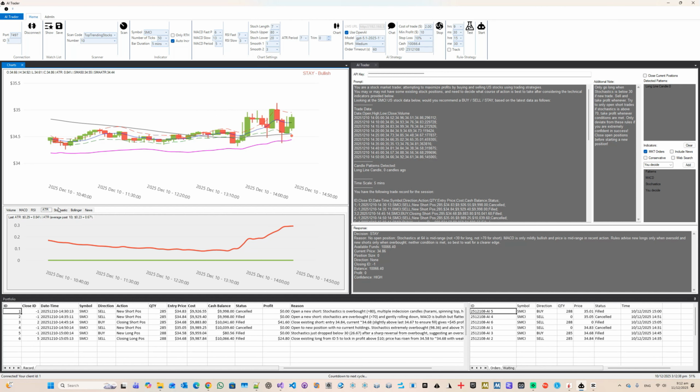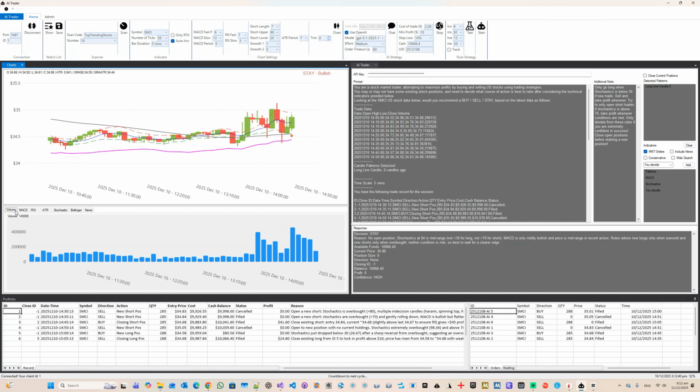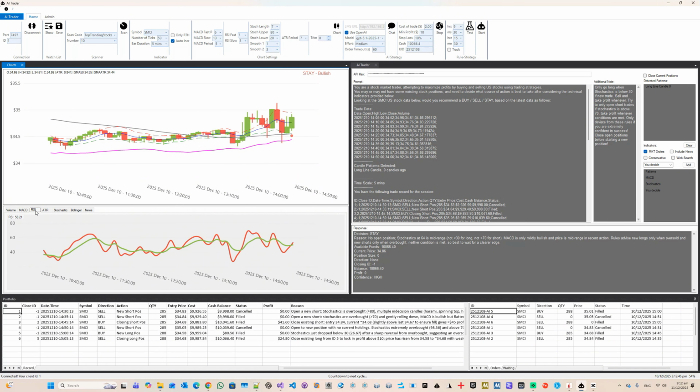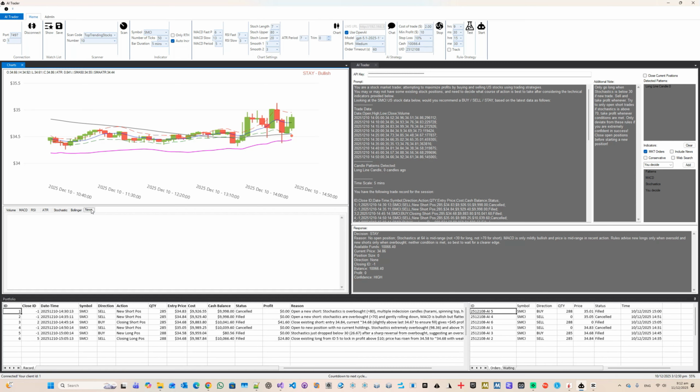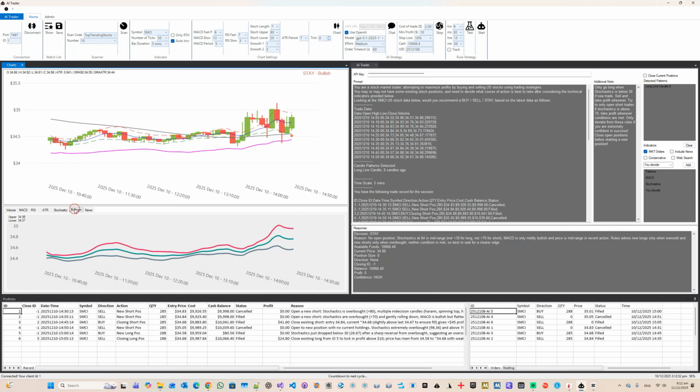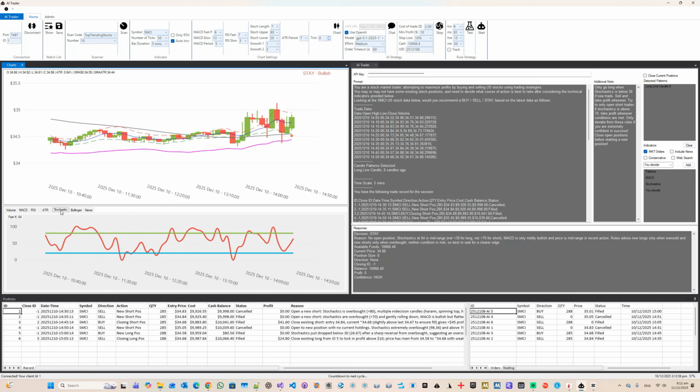So at the moment, you'll see we've got some indicators here. Obviously we've got our candle chart up there. We've got the volume data, the MACD, RSI, ATR, stochastic, Bollinger Bands, and the news, which currently is not working, so great. I'm still tinkering on this. But the most important one here is the stochastic, really. I use that to initiate trades, so buying or selling or going long or short.